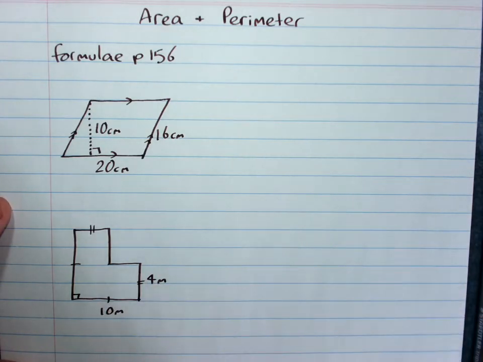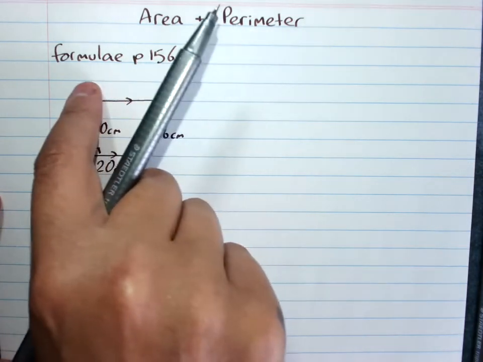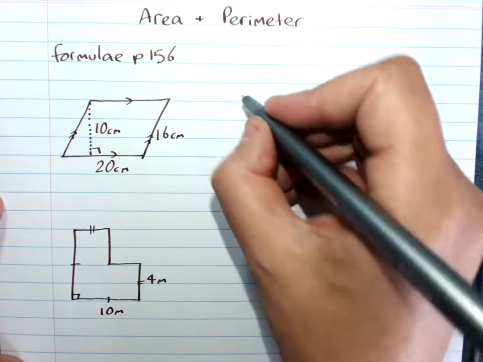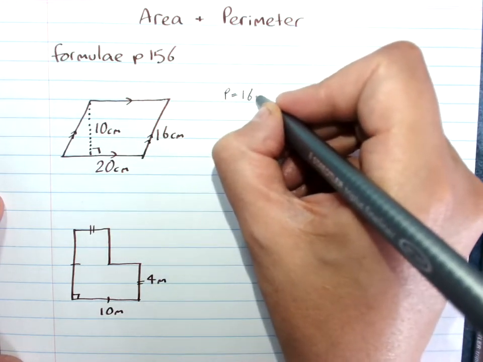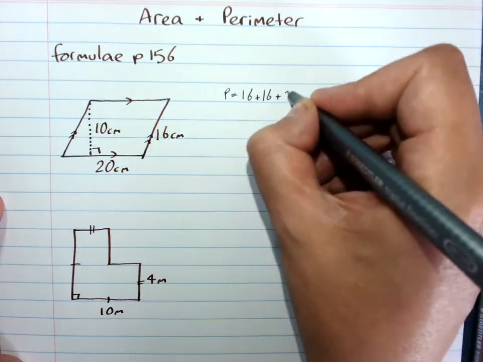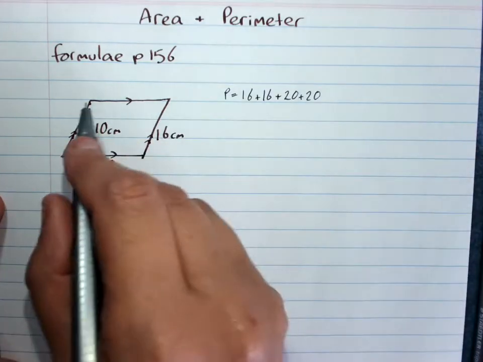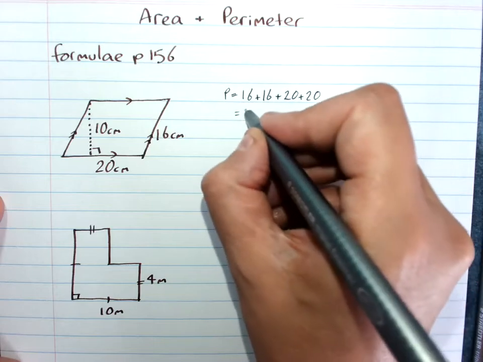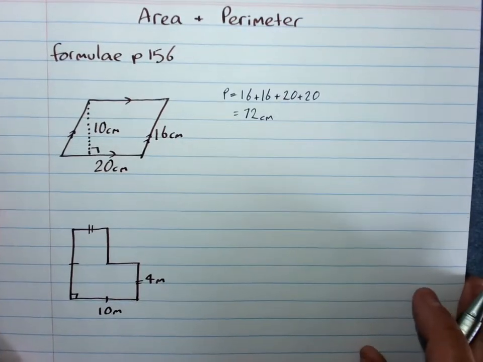I know it seems weird, but studies have shown you'll actually get perimeter questions correct more often if you trace the perimeter of the shape before you start. So perimeter for this shape would be 16 plus 16 plus 20 plus 20. You could of course do 2 lots of 16 plus 2 lots of 20. The distance around the outside, 40, 50, 60, 72 centimeters. It's length only, so we leave it as centimeters.